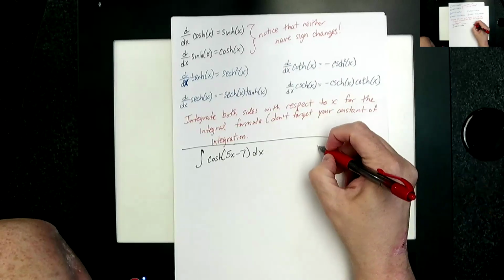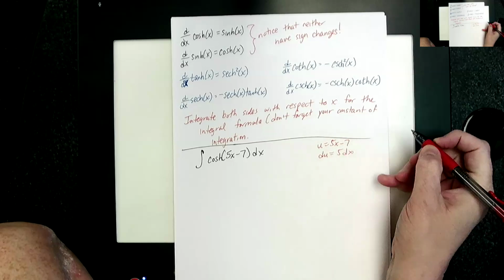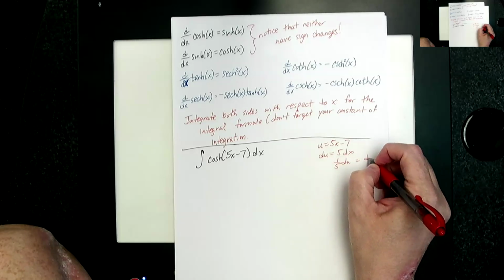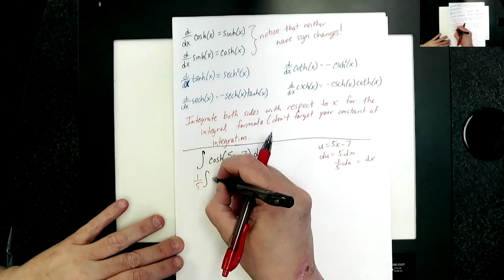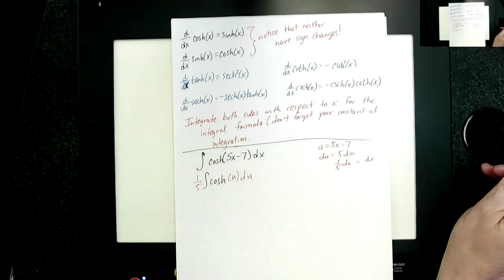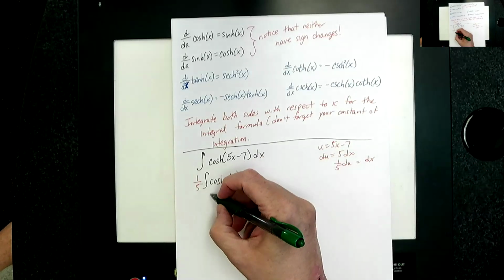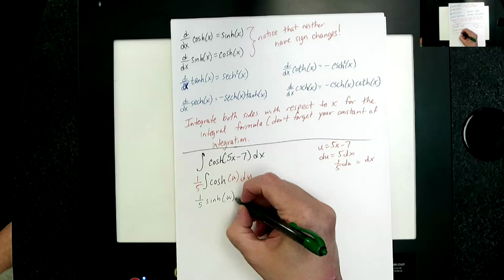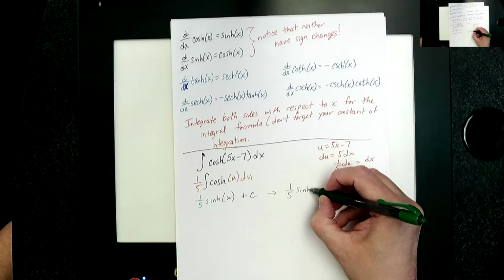Well, if you do a u sub, u goes 5x minus 7, du is 5 dx. So we got 1/5 du equals dx. So I'll put my 1/5 outside. I've got cosh of u du. The beautiful thing with cosh and sinh is they're just the other one with no sign worries. So this is sinh u plus c.